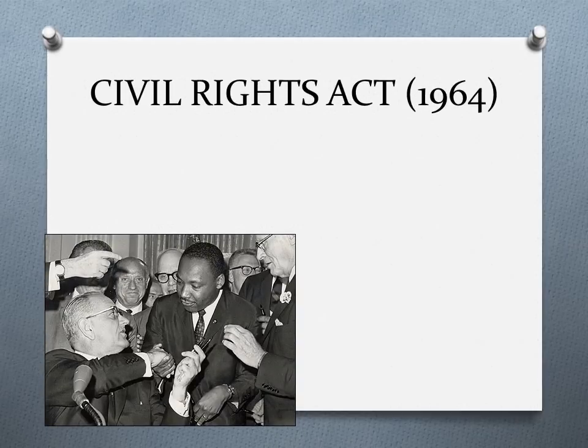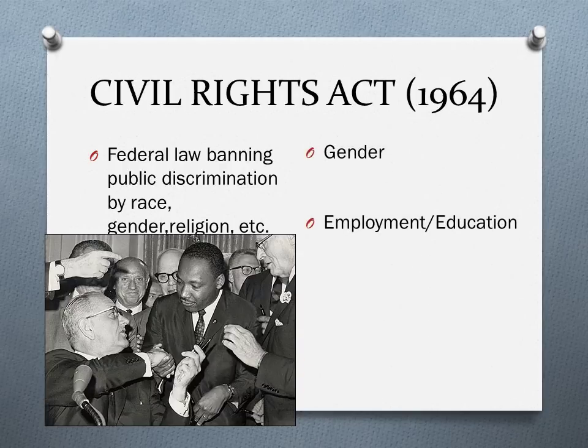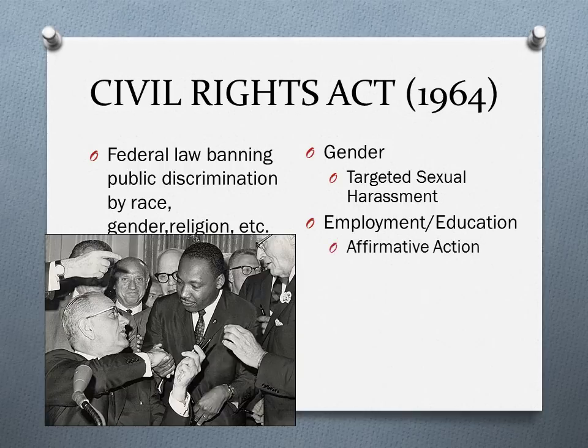Perhaps no act of government in the history of the world did more to tear down racial barriers than the passage of the Civil Rights Act of 1964, signed into law by President Lyndon Johnson. This groundbreaking law banned public discrimination by race, gender, and religion in the United States. It had several components that it focused on, including gender and employment and educational opportunities. It was one of the first major federal acts to target sexual harassment, and it included a major stipulation about employment and education that we now call affirmative action.